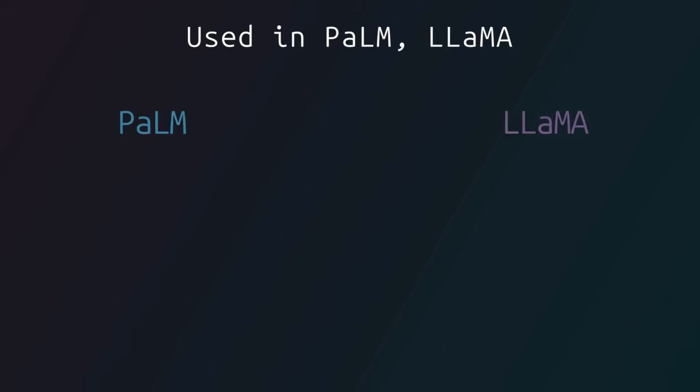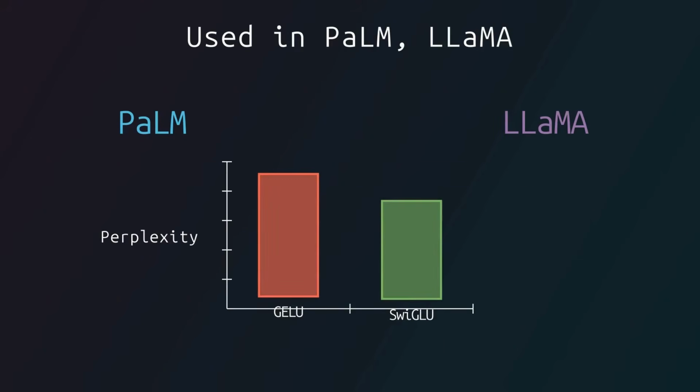PaLM and Llama both adopted SwiGLU in their FFN layers. Empirical results show perplexity improvements over GELU at matched compute budgets. Llama, for example, uses a model dimension of 4096 and sets the FFN width to 11008, close to the 8/3 ratio after rounding up to a nice number for GPU kernels. The papers cite consistent gains across scales, though the magnitude varies by task.